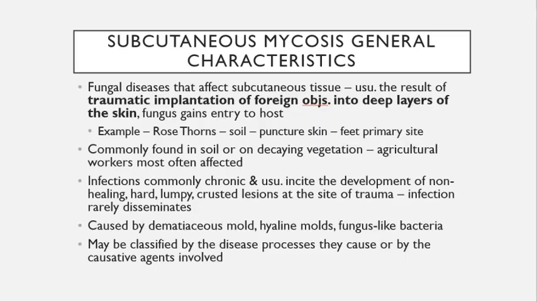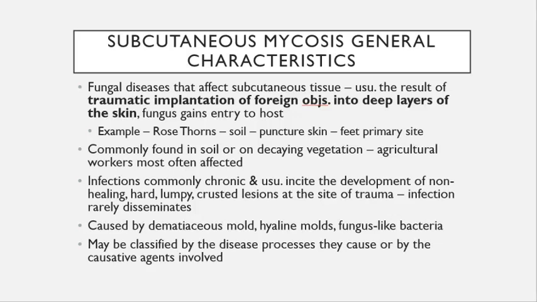Some general characteristics of subcutaneous mycosis are that these are fungal diseases that affect the subcutaneous tissues that usually result from traumatic implantation of foreign objects into deep layers of the skin. So that's how the fungus gains entry to the host. For example, through rose thorns, through the soil, through punctures in the skin. The primary site of infection a lot of times is the feet. These fungi are commonly found in the soil or decaying vegetation, so agriculture workers are most often affected.